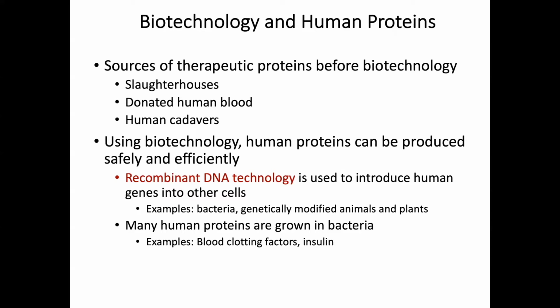In the past, growth hormone was extracted from human pituitary glands. Similarly, other therapeutic proteins were obtained from slaughterhouses and donated human blood. But with recombinant DNA technology, these therapeutic proteins can all be made safely and efficiently in vitro. Okay, we can use bacteria, genetically modified animals, and plants to make these proteins. For example, the blood clotting factors and the insulin, they are made in bacteria on a large scale.